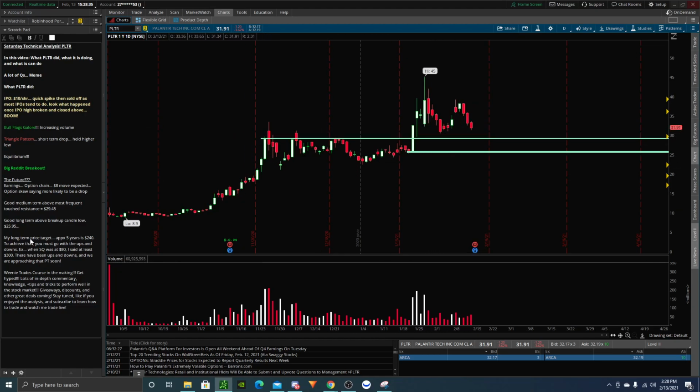So my long-term price target on PLTR is approximately $240 a share. They're a really innovative company. But to be able to achieve that $240 a share within about 5 years, you're going to have to go through some ups and downs.